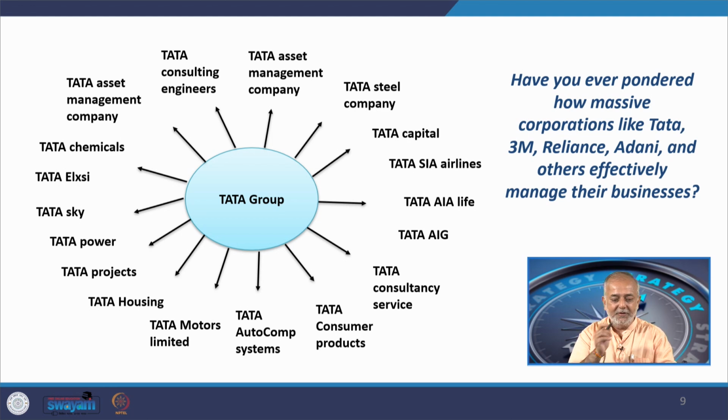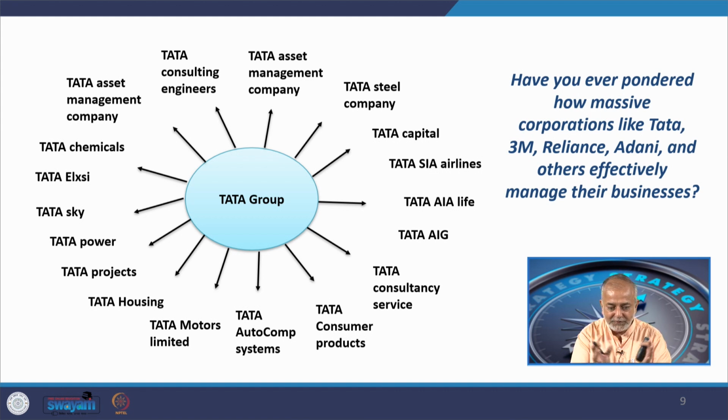So, let us look at Tata Group: Tata Asset Management, Tata Steel, Tata Capital, the Tata Singapore Airlines consortium, Tata AIA Life, Tata AIG, Tata Consultancy Services, Tata Motors, Tata Projects and so on. And you look at other conglomerates also, Mahindras, Birlas, Reliance; we have been talking about several other kinds of organizations also. So, look at their perspective, how they manage things at the corporate level. Let us try to have a glimpse of how these things are done, how these things are steered.